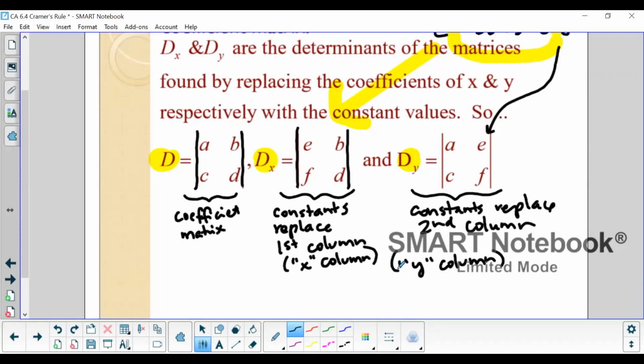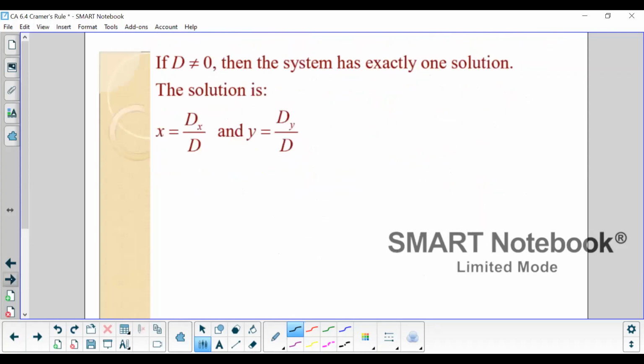And so the cool thing that happens once you find these three particular determinants is you can use them now to solve for your x and y. So that's on this next slide. So Zoom, take a minute and copy this slide.